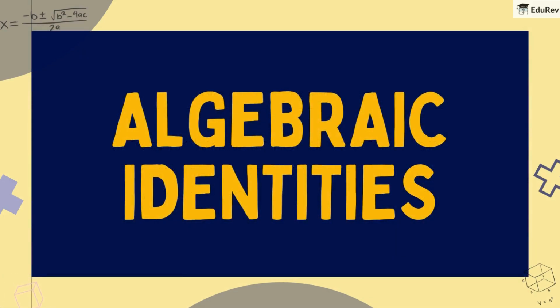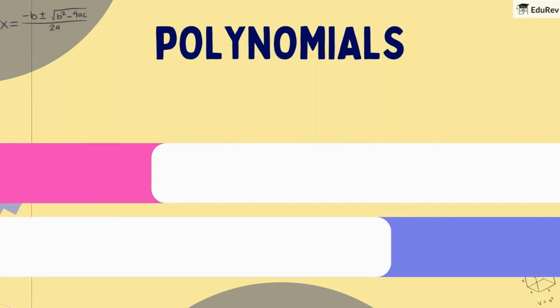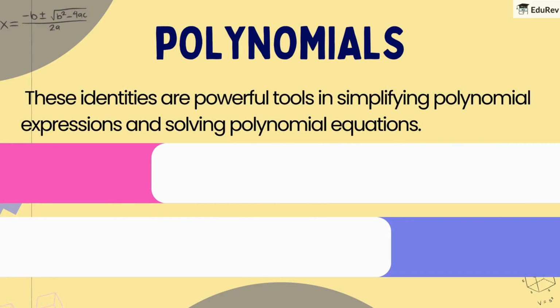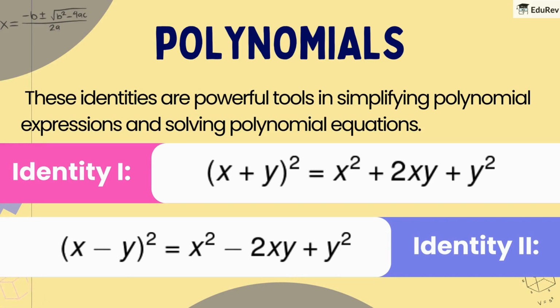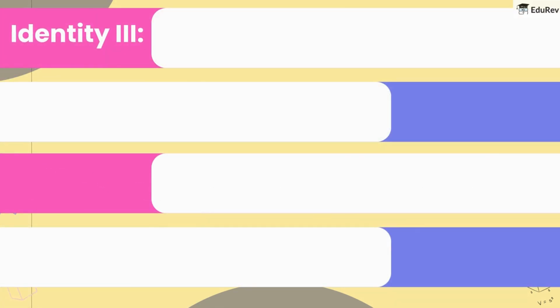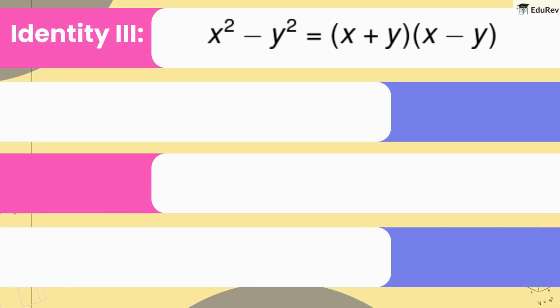Lastly, polynomials are closely tied to algebraic identities, equations that hold true for all values of the variables involved. These identities are powerful tools in simplifying polynomial expressions and solving polynomial equations. Identity 1. (x + y)^2 equals x^2 + 2xy + y^2. Identity 2. (x - y)^2 equals x^2 - 2xy + y^2. Identity 3. x^2 - y^2 equals (x + y)(x - y).